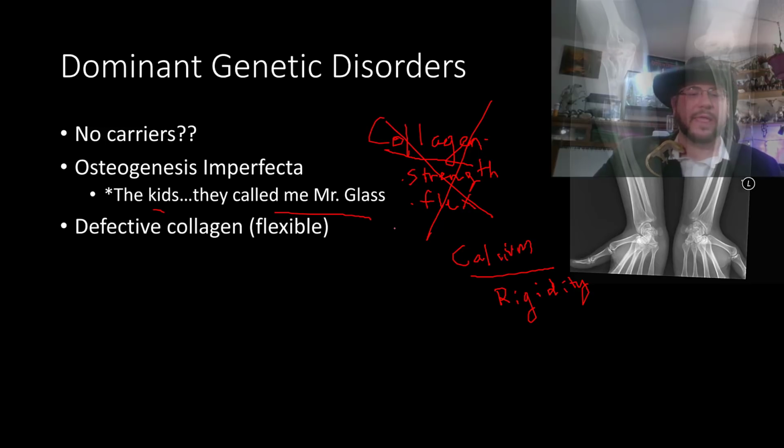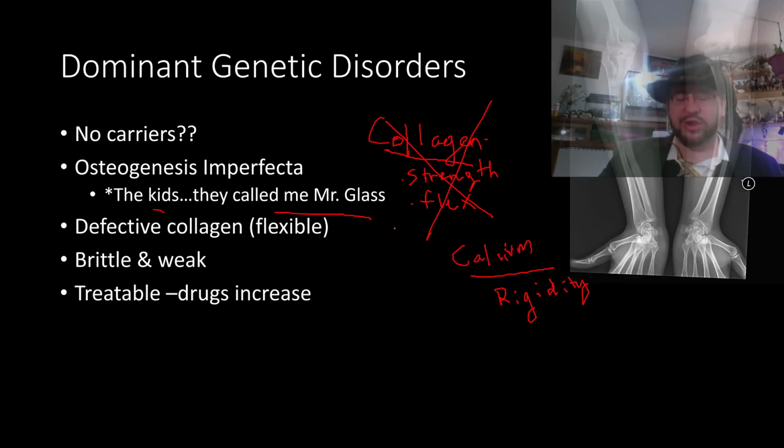Anyway. So you have defective collagen, reducing your flexibility, meaning you have brittle, weak bones. Now, this is treatable in modern healthcare. You are given drugs, significant drugs, to increase collagen production. Your collagen may be defective, but if you can crank it out in high amounts, you can decrease the severity of the disorder. You can get something near normal bones as long as you can overproduce that collagen.